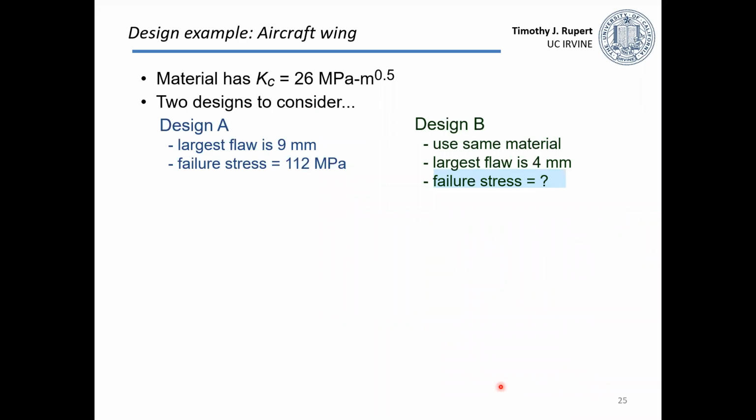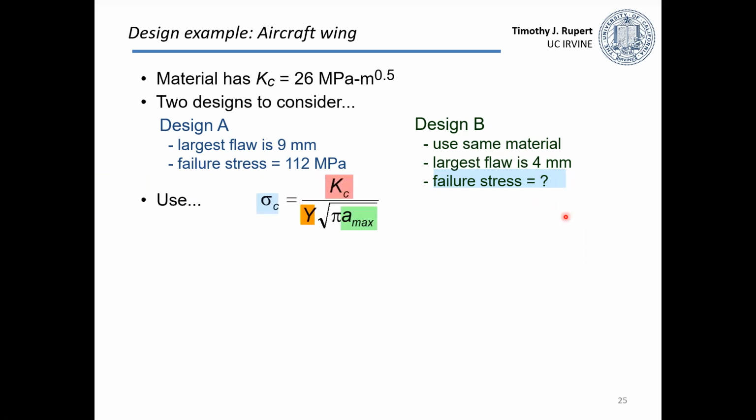Just as an example, let's think about how you could use this if you're designing an aircraft wing. So we're making it out of some material with a fracture toughness of 26 megapascals root meter. And we'll think about how we could use this. So if we have designed aircraft wing type A, we measured it and saw that the largest flaw was 9 millimeters, and that when we tested this, the failure stress was 112 megapascals. We want to take this data and think about how we could inform, if we made a different design, made it of the same material with a smaller flaw size, what would our failure stress be?